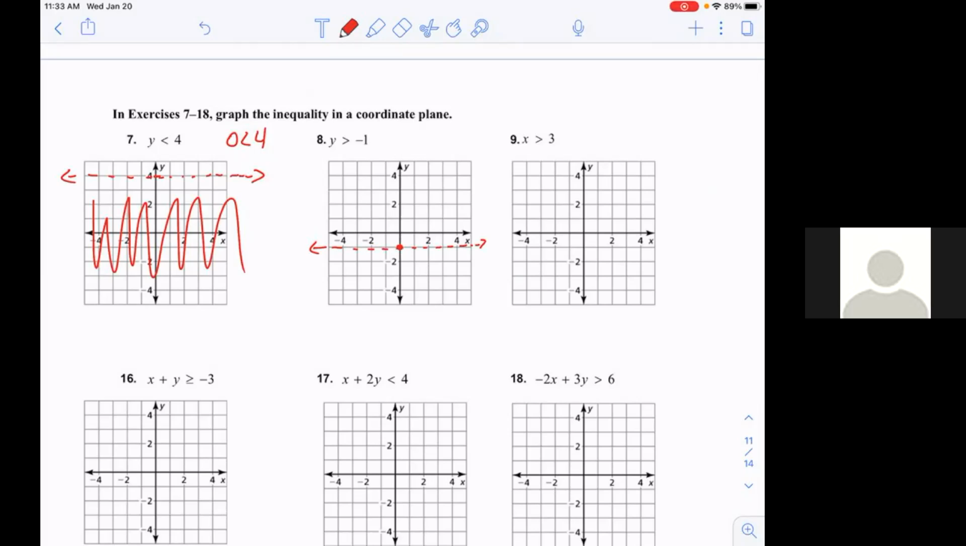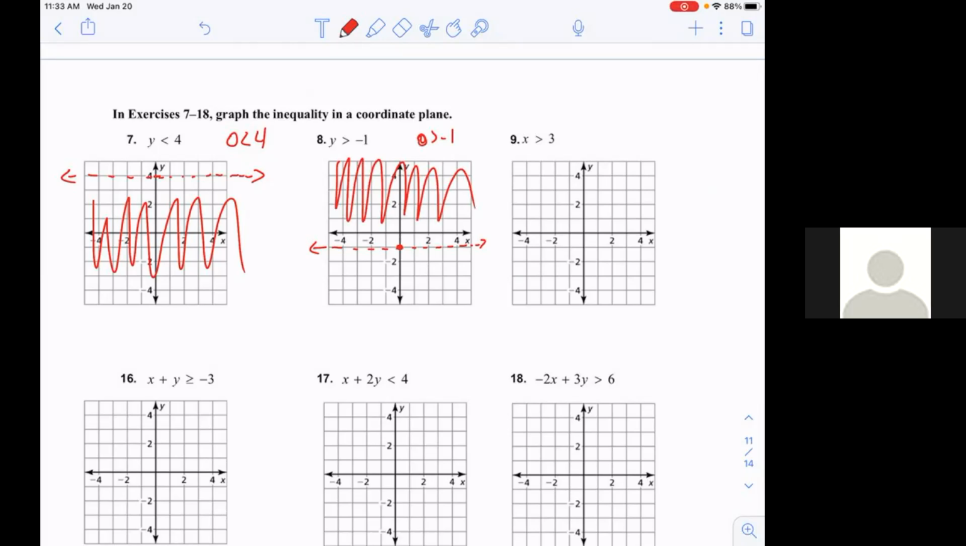Again, we're looking for that equal to sign. If it has the equal to sign in, that fills in the gaps. Okay, but in this case, it's not. All right, so now, again, we're going to test that. We're going to shade above or below it. So again, I'm going to test 0 is greater than -1. Is 0 greater than -1? Yeah. True. So we're going to shade above it.